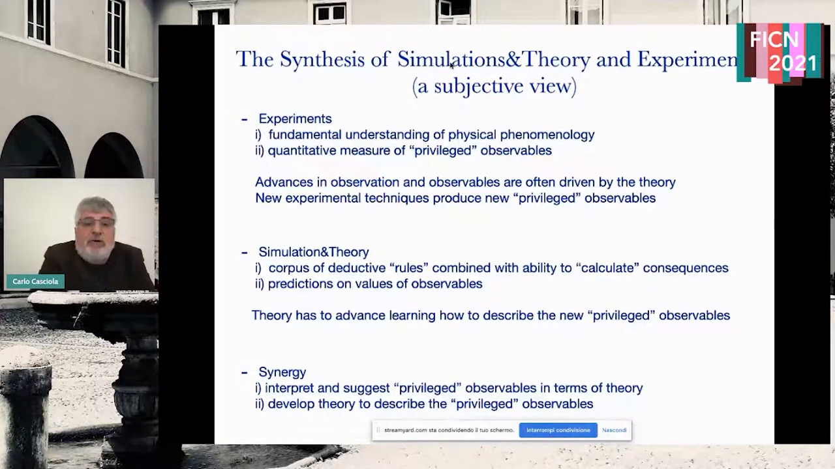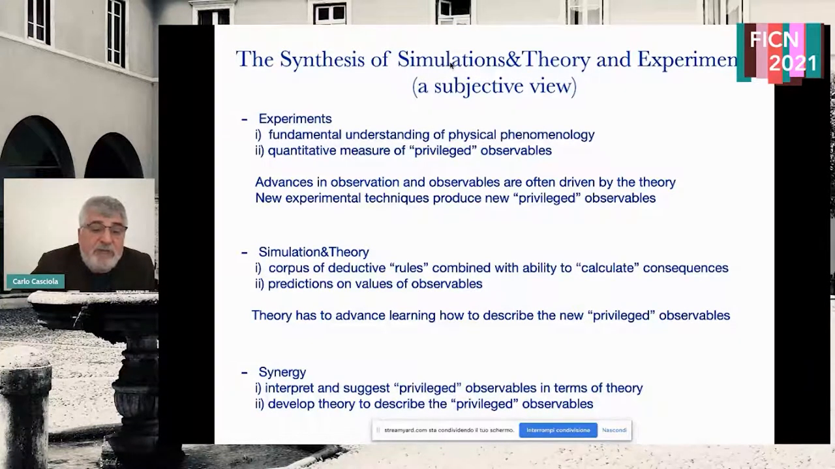To reach the conclusions, I would say that the aim of the workshop is to try to reach a synthesis between simulation, theory and experiments. On one side, we know that experiments advance often driven by theoretical input. In other conditions, novel experimental techniques produce what are called here privileged observables. By privileged, I mean something that you are able to measure with big precision and reproducibility. Sometimes with these particular observables, we do not immediately understand the physical interpretation of them.